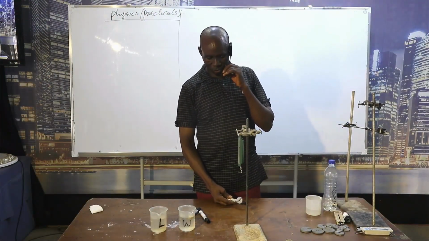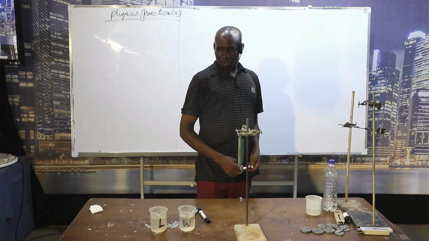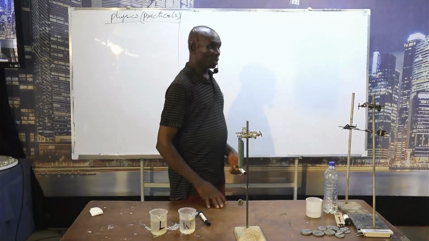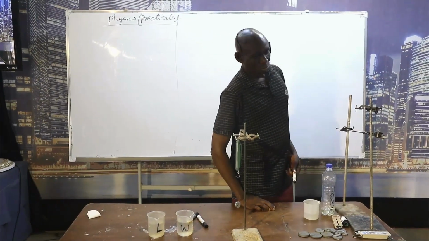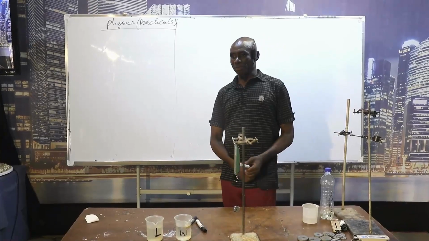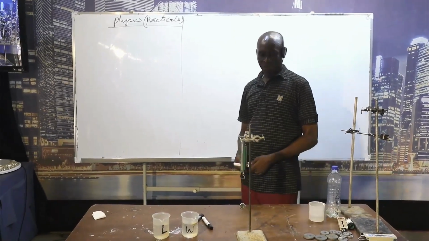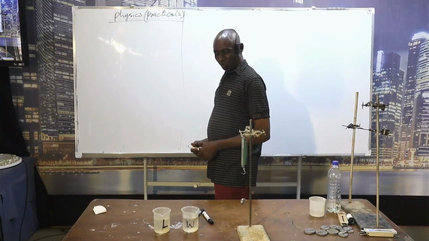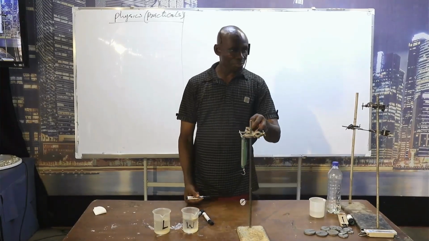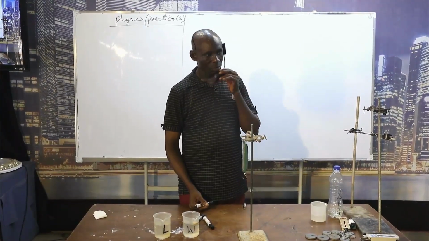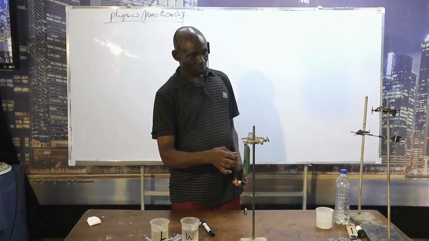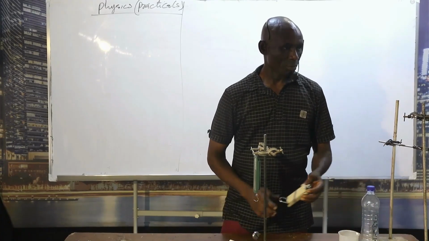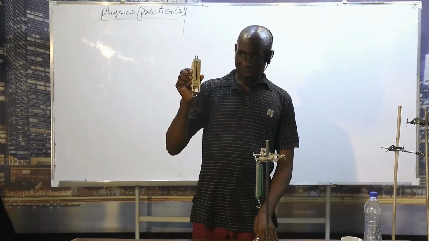Going to talk about the determination of relative density of a given liquid using the following items. 1. The Ritter stand and clamp. 2. The spring balance.